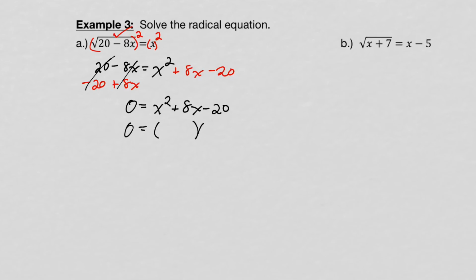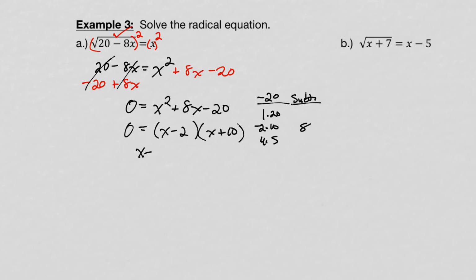And now we need to factor this, okay? Each one of these subtracts to get the 8, and I see it right there. 10 minus 8. Oh, 10 minus 2. All right, so 10 minus 2. So it's going to be x minus 2, x plus 10. Separate each of these to see which one can equal 0.